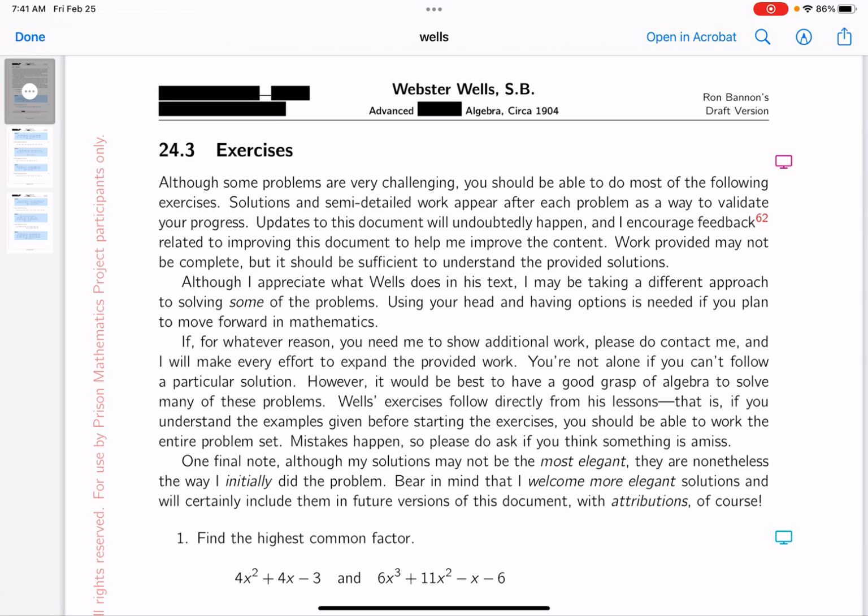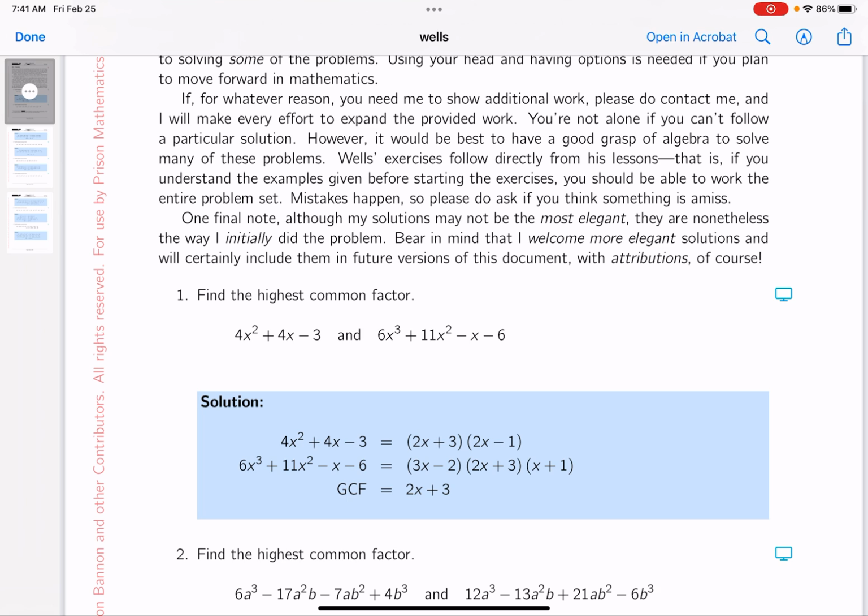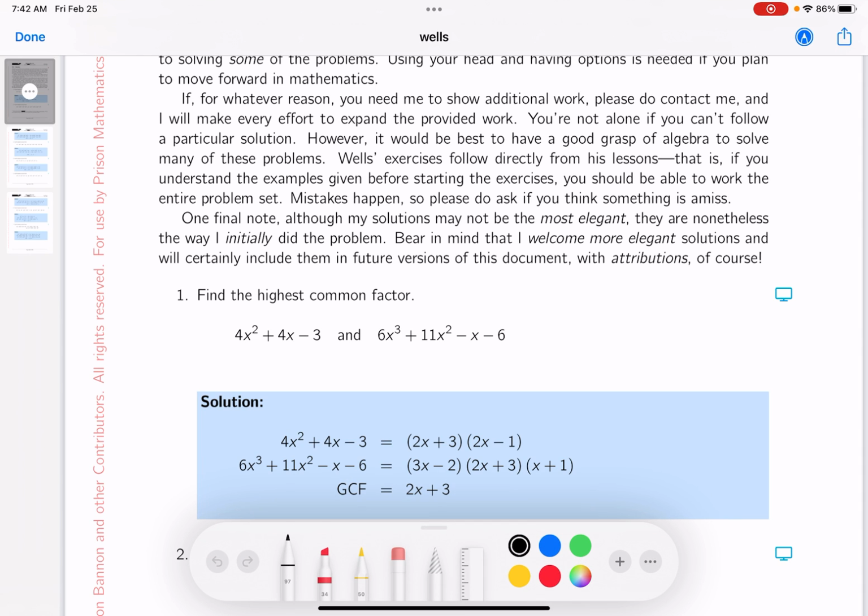Okay, 24.3, the exercises. We'll go through them one by one. Let's do the first one first, and then we'll move forward. So let's take a look. What do we have here? We have two polynomials. We need to factor those polynomials.